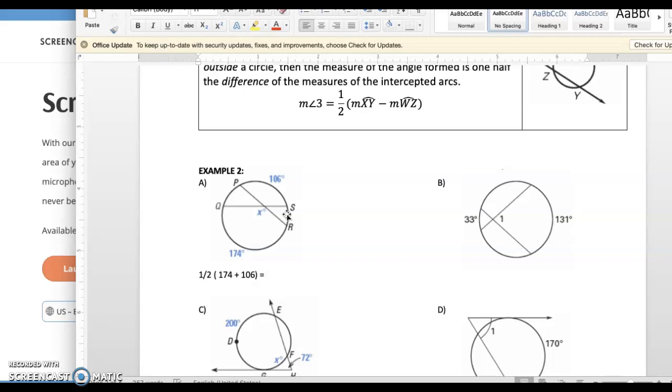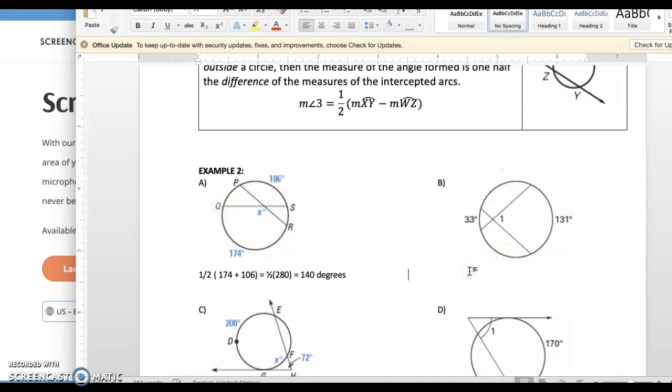And you're just going to do the math. So I suggest adding up what's in the parentheses first. So I would be saying 174 plus 106, and we're going to end up with 280. And then you're just going to cut that in half. So that means the measure of angle X is 140 degrees. Again, you always have to cut it in half. The first angle you write down is the arc it actually intercepts, plus the other angle its vertical angle intercepts.